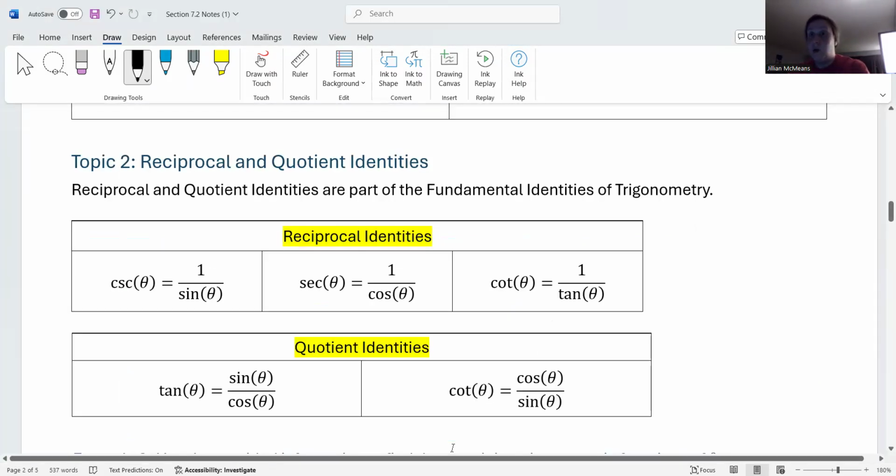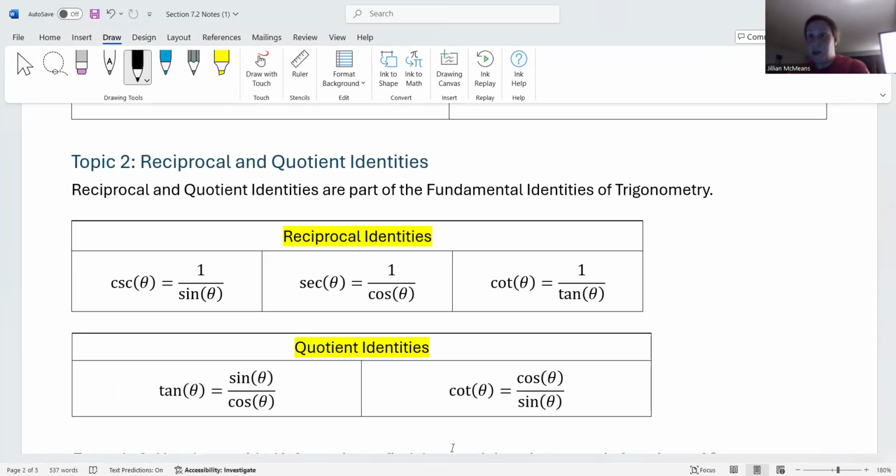We now need to talk about quotient identities, and those involve tangent and cotangent. We are told right here that tan theta is equal to the ratio of sine to cosine, so it's equal to sine divided by cosine. And because we already know that tangent and cotangent are reciprocals of each other, we can then say that cotangent would have to be cosine divided by sine. So again, let's prove it using that other blank sheet of paper.